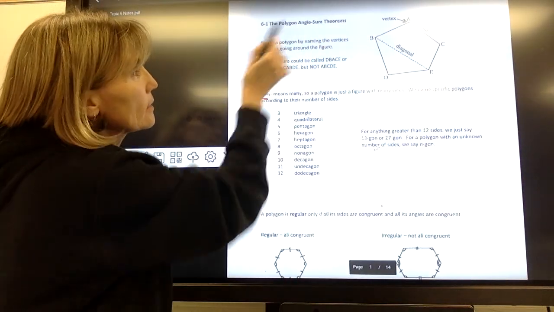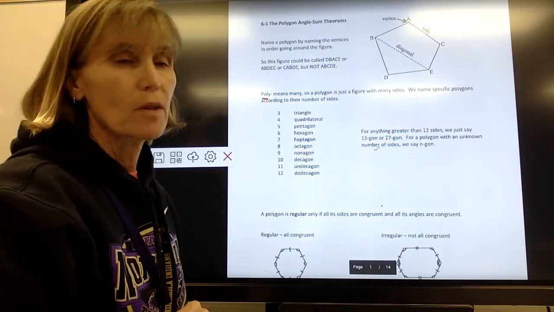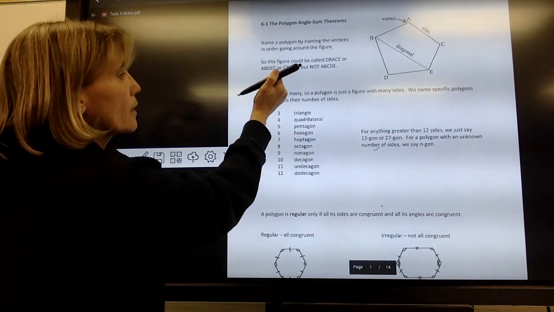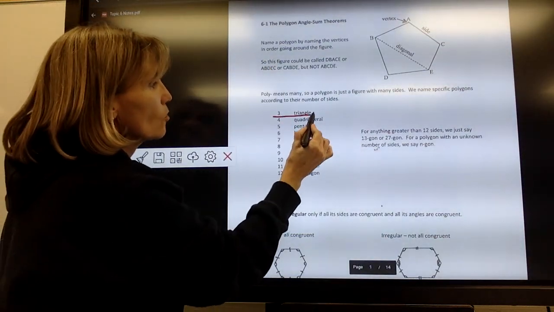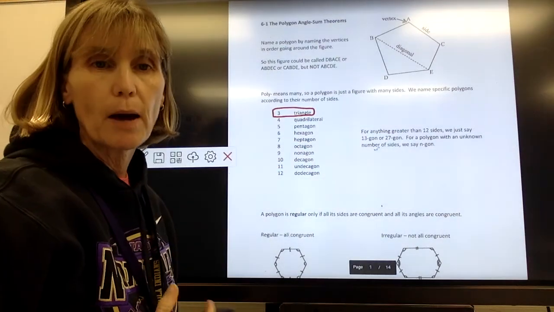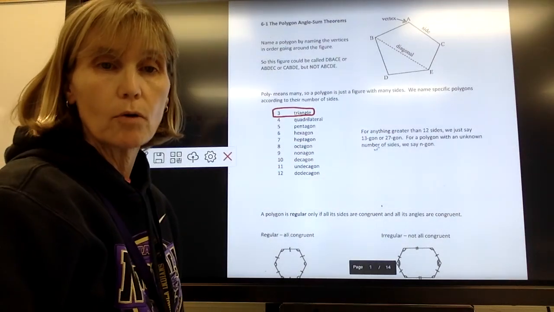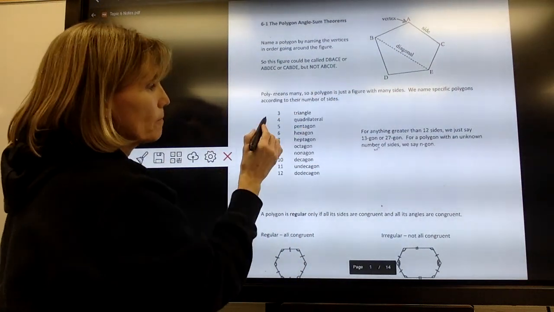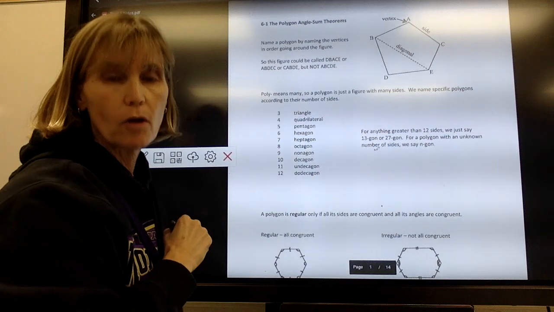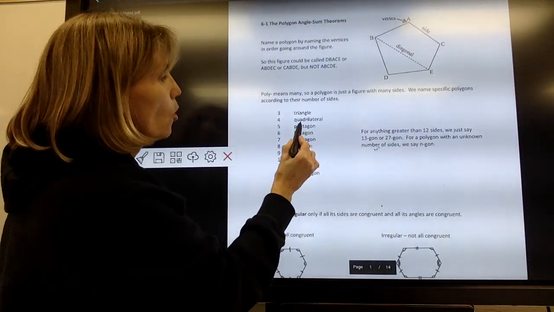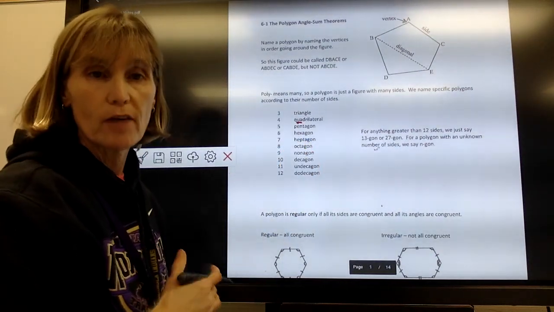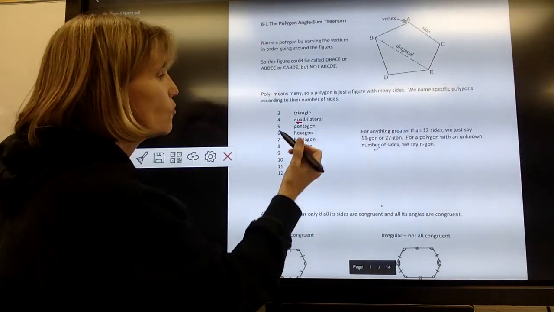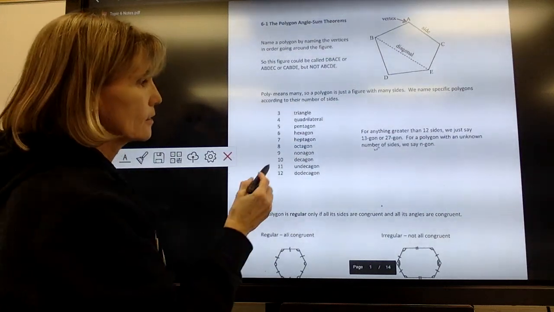Okay, the word poly, as in polygon, poly means many. So a polygon is just a figure with many sides. We name specific polygons according to their number of sides. So right here, we all know that if a polygon has 3 sides, we call it a triangle because the prefix tri means 3. So triangles we're familiar with. If it has 4 sides, it's called a quadrilateral. Quad means 4. If you have a quad cab truck, you have seats for 4 people. So quad means 4. A quadrilateral has 4 sides.